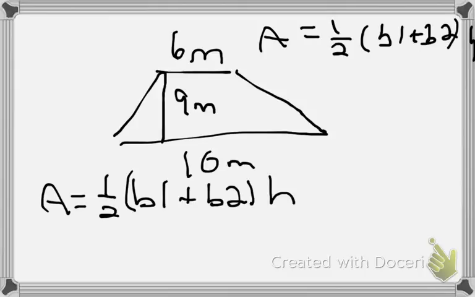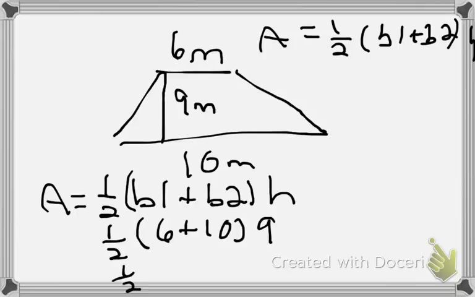Well, if we look at this, all we have to do is plug in our numbers for our variables. So we put 1/2 in parentheses, base 1, which is 6, plus base 2, which is 10, times 9, my height. When I rewrite my problem, I have 1/2 times 16 times 9.